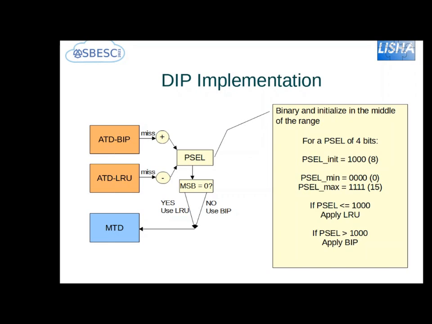It's important to see that pcell is a binary counter and is always initialized in the middle of its range. So, for example, for a pcell with 4 bits, its range goes from 0 to 15. So pcell is initialized in 1000, which equals 8. So if pcell is greater or equal to 1000, the LRU policy will be applied. If pcell is smaller, then the BAP policy will be used.